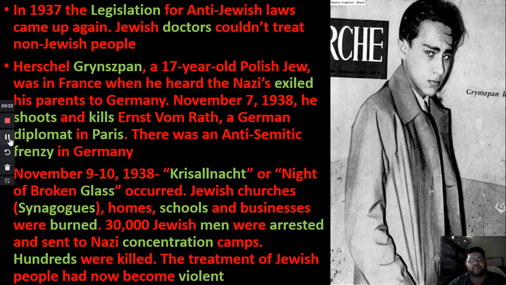Being upset that this happened to his family, on November 7th, 1938, he sees a German diplomat in Paris. His name was Ernst vom Rath. And he basically comes up to him and shoots and kills him. Now, he did this out of anger of what happened to his parents. But his actions caused a ripple effect that could not be undone.